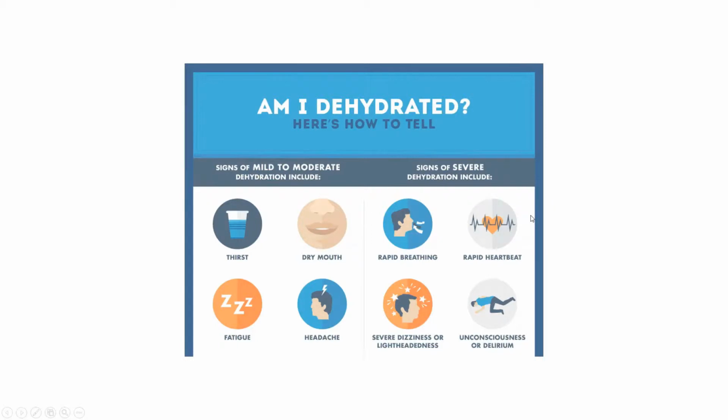So what are some of the problems with dehydration? Well, signs of mild to moderate dehydration would include thirst, dry mouth. Oftentimes people are fatigued if they've got this sort of chronic mild to moderate dehydration going on. They can have headaches. And as it gets more severe, we get rapid breathing. That's when our respiratory system kind of comes on board to try and help balance out some of the acid-base issues that are going on. They can have a rapid heartbeat, severe dizziness or lightheadedness. And God forbid, if it's absolutely problematic, you're out in the desert and you haven't drunk for a couple of days, unconsciousness or delirium.